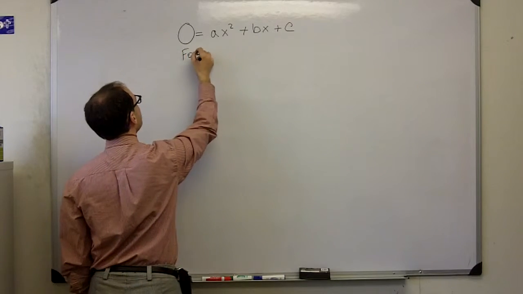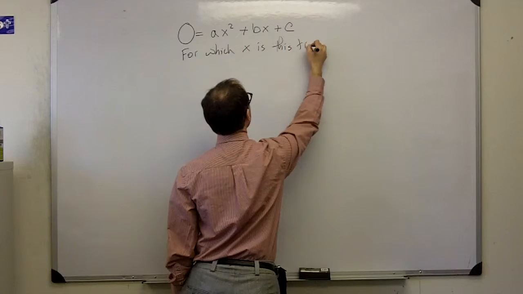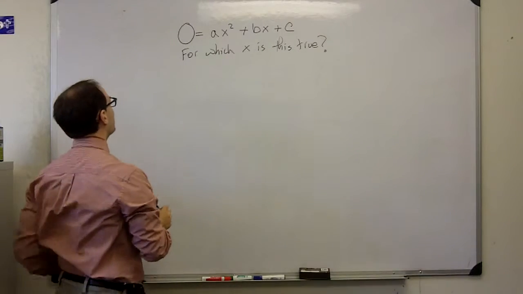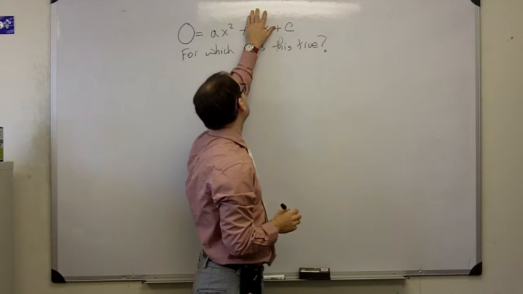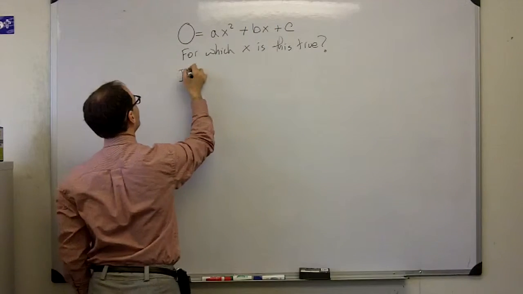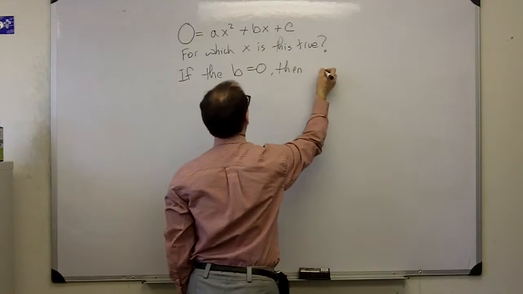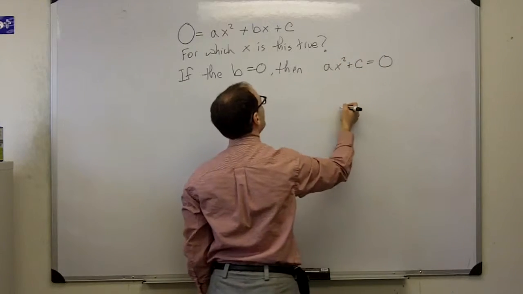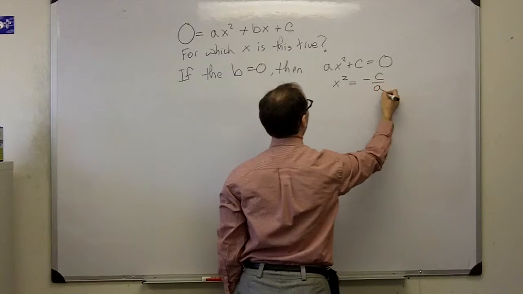So for which x is this true? And the motivation behind this is the following. See, if this b term weren't here at all, if this was ax squared plus c, it's pretty easy. If b equals 0, then ax squared plus c is the equation equal to 0. Well then, x squared is negative c over a.